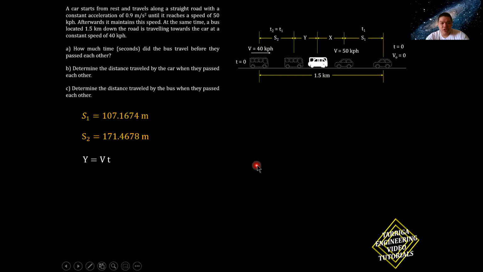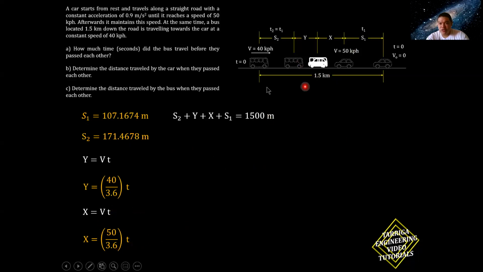So Y is equal to velocity times time. The velocity there is for the bus, so that would be 40 over 3.6 times time. And as well as for the X, velocity times time, but again, the velocity na ginamit ngayon is for the car. 50 kilometers per hour divided by 3.6 times the time. Using the relationship I told you before, by substituting all of these parameters there, ito yung mangyari. So as you can see, we have now an equation that is in terms of time, one unknown lang.